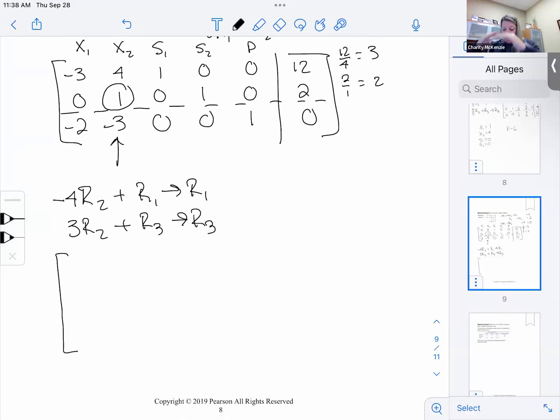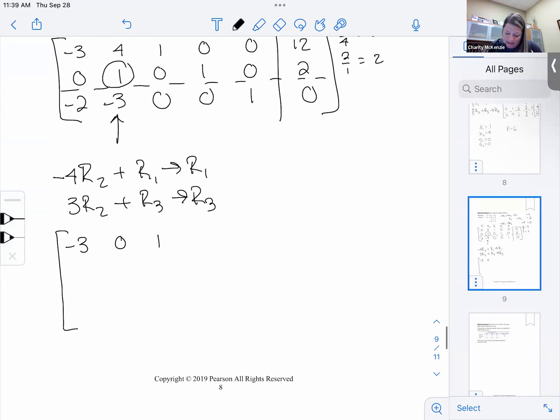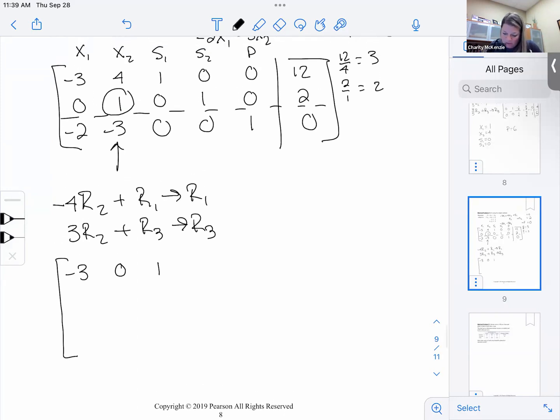So the top one, we're multiplying by our middle, adding it to the top. 0 times negative 4 is 0, minus 3 is negative 3. Negative 4 times 1 plus 4 is 0. And then negative 4 times 0 plus 1 is 1. And negative 4 times 1 plus 0 is negative 4. And then 0 times 0 plus 0, okay. And then 2 times negative 4 is negative 8. Negative 8 and 12 make 4.